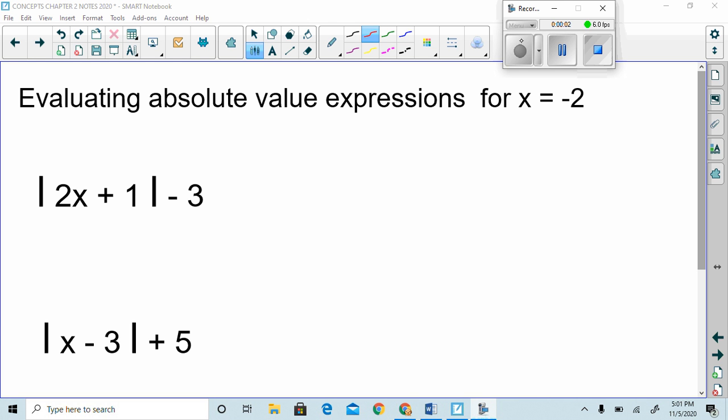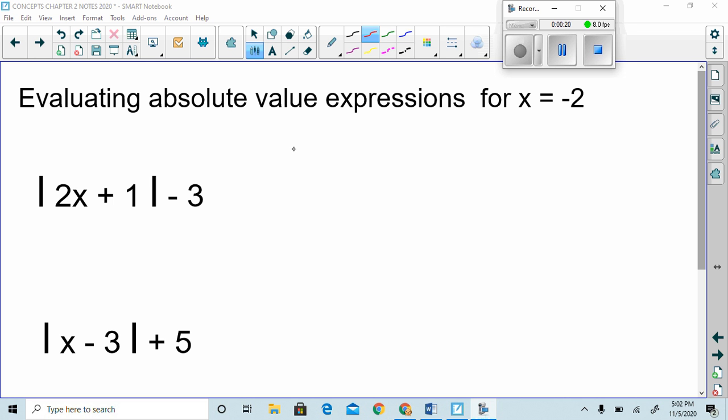Just a little recap of yesterday's lesson since there was not a video. We're going to start off by evaluating absolute value expressions. I'm going to give you a value for the variable. You'll replace it in and then you'll simplify. We've done this without absolute value. Now we'll do it with absolute value.